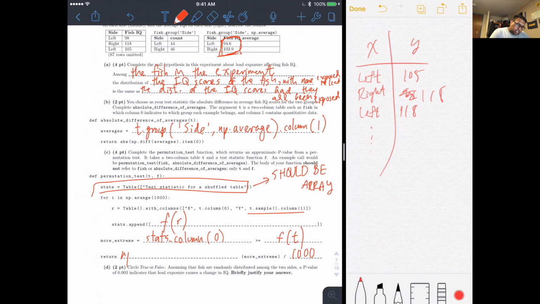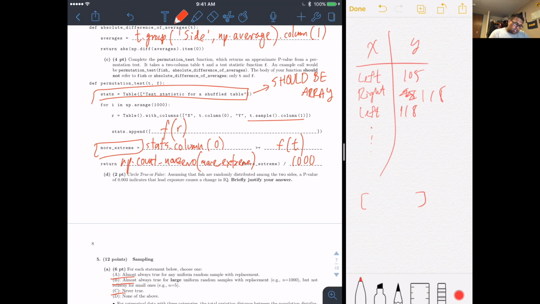And here, np.count_nonzero of more extreme. So again, more extreme will be an array of all the times where the test statistic, i.e. the absolute difference between the IQ of the fish on the left and right, exceeded the difference that we observed in the table T, which in this case would be this, right? And then we count the number of times that happened, divided by 1,000, and that's our probability. And so lastly, circle true or false, assuming the fish are randomly distributed.